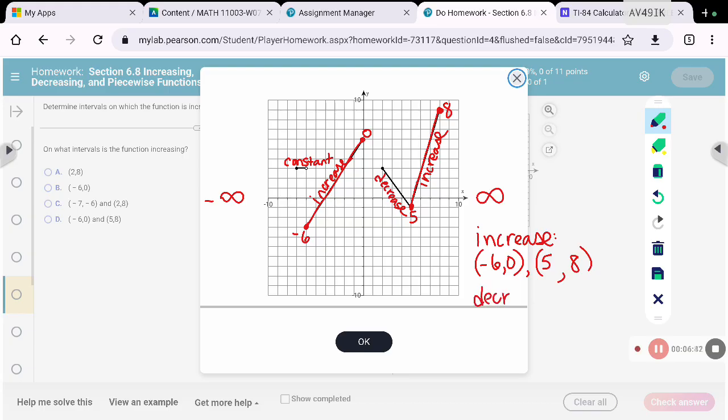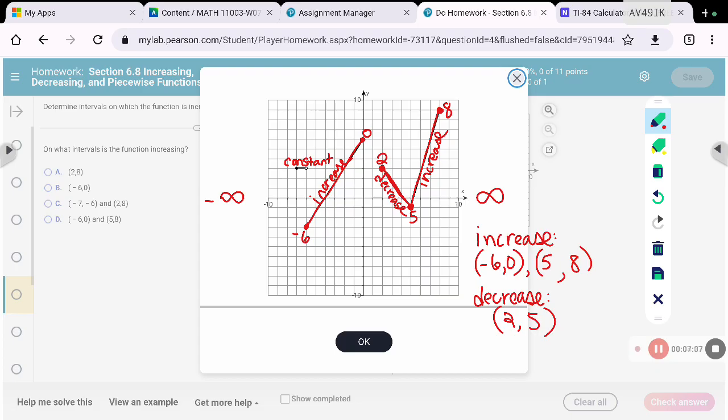Now we'll talk about the decreasing. So the decrease starts here, and then it decreases until it gets to that 5. So the starting point of the decrease, its x coordinate is 2. So it decreases from 2 until it gets to 5. So 2 to 5.